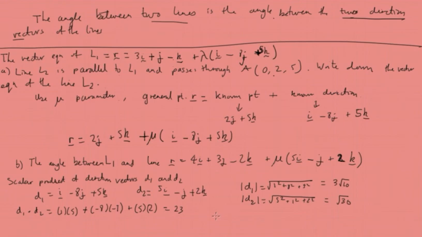And now we know that D1 dot D2, the direction vectors multiplied together, is equal to the magnitude of D1 times the magnitude of D2 times cos theta. So we've got 23 is equal to 3 root 10 times root 30 cos theta. So theta is equal to 63.7 degrees. So I hope that helps.